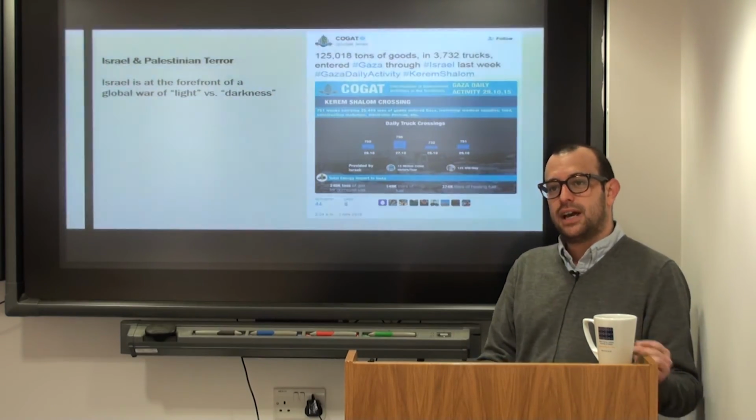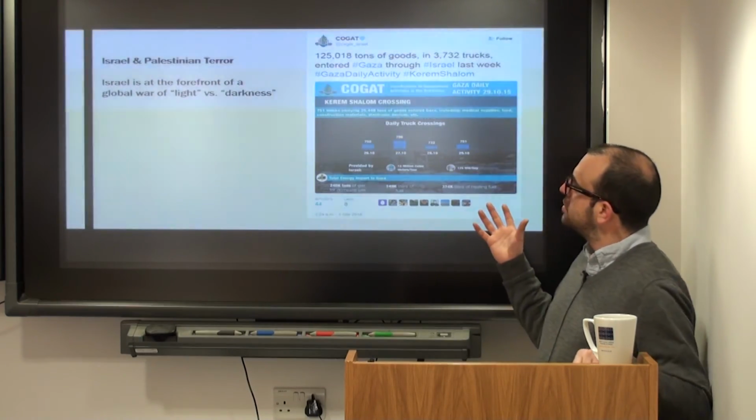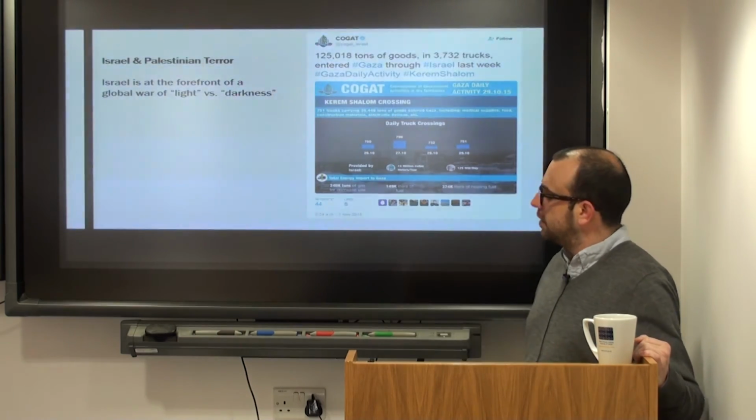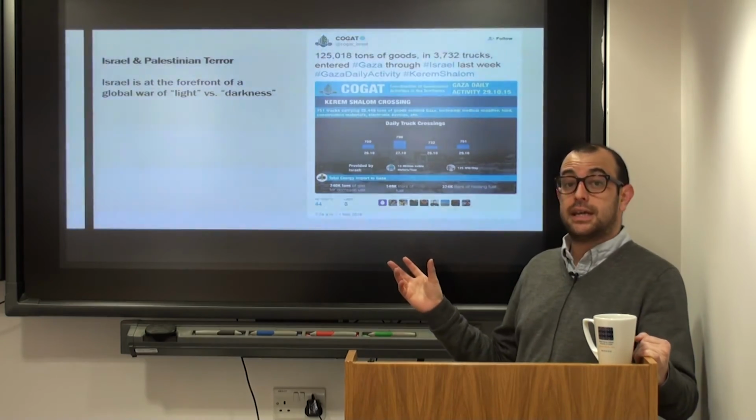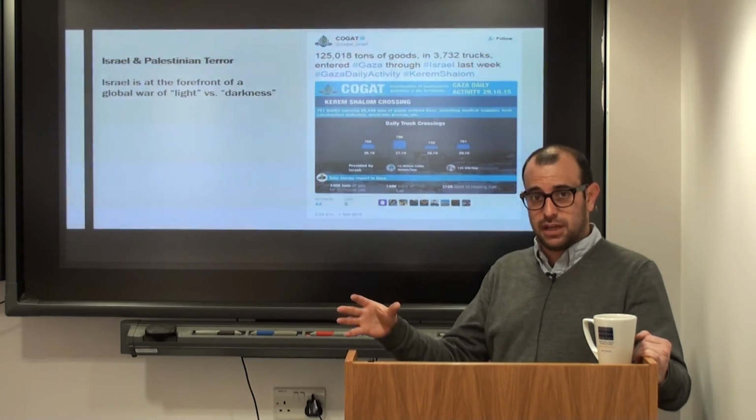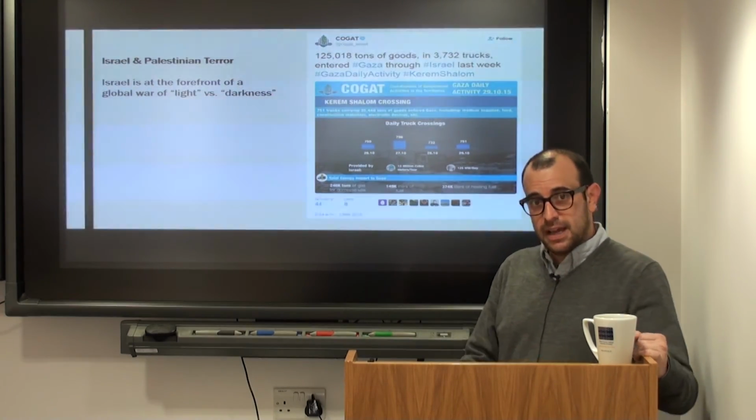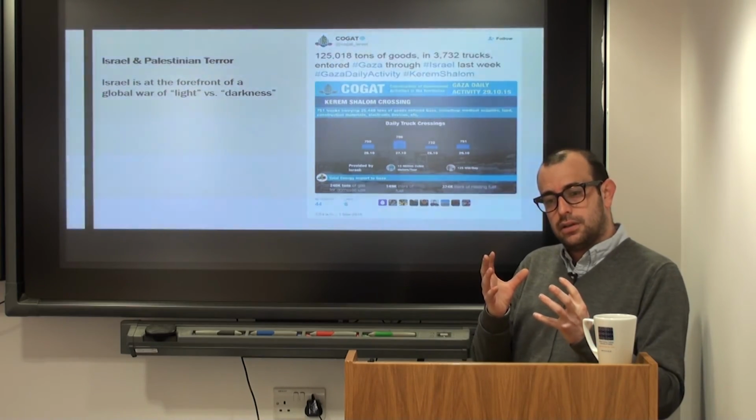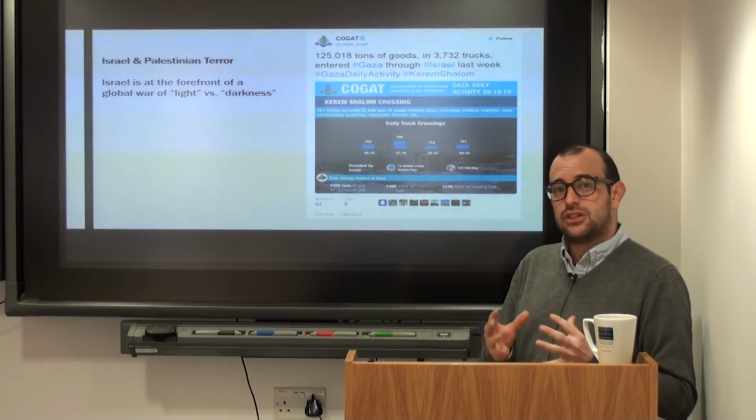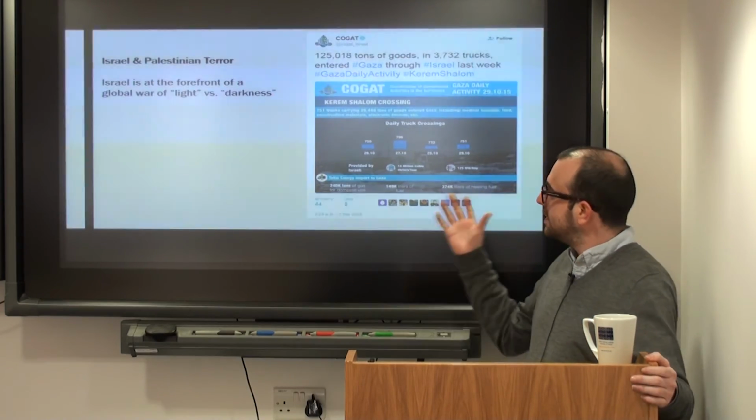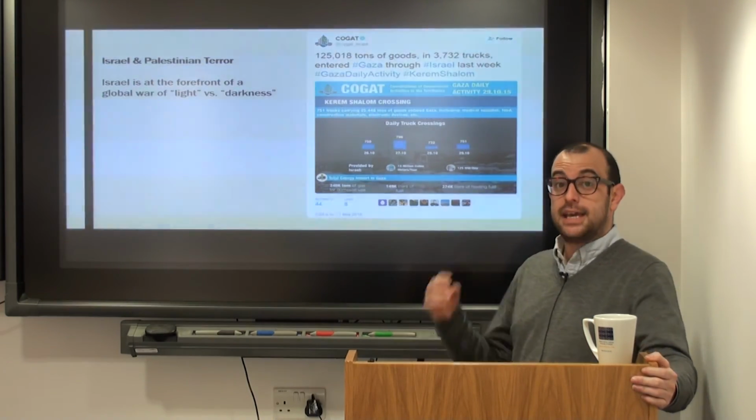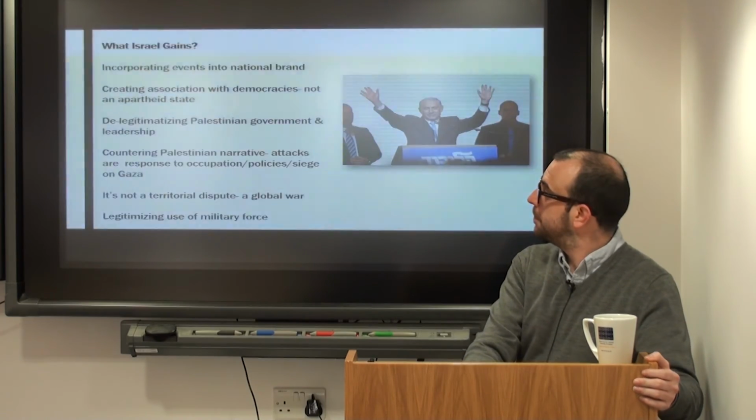And finally, we have here the moral issue. And these are tweets that are retweeted by the Israeli Foreign Ministry quite often, and they actually detail the amount of humanitarian aid delivered every day into the Gaza Strip by the State of Israel. So we have here a global battle between light and darkness, in which Israel is the light, and even its values are the light. As opposed to Islamic terrorists, it is delivering humanitarian aid into the Gaza Strip.